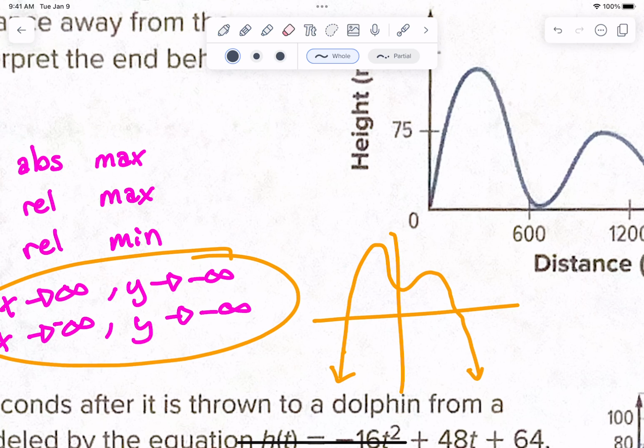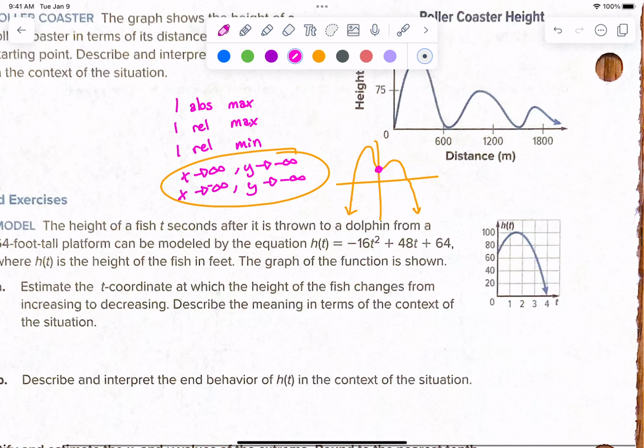Jace, this guy is not an absolute min. I know that, but I thought the arrows were an absolute min. No, an arrow is not a stopping point. You can only label the stopping points. Okay, so we can do that part.